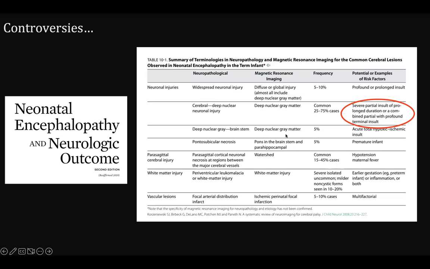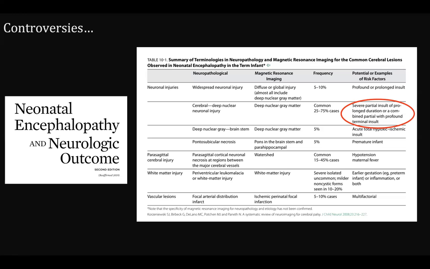The deep nuclear gray matter alone, due to acute total hypoxic ischemic insult, is quite rare. So most of the time, reading this book and the chapter dedicated to radiology, we figured out that most of the time the deep nuclear gray matter are due to a prolonged plus an acute insult rather than an acute total ischemia alone. And I learned that studying for this presentation, so I wanted to show you this overlap, so don't be very dogmatic in your report.